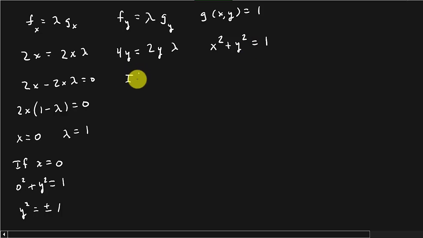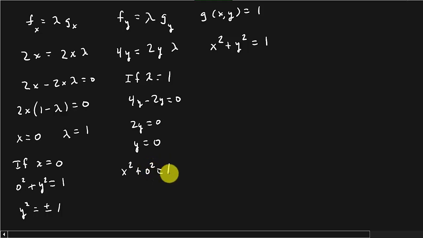And then we can see if lambda equals 1, well, you can see here that gives me 4y minus 2y equals 0, right? And so 2y equals 0, so y equals 0. So if y is 0, that's going to give me x squared plus 0 squared equals 1, so x equals plus or minus 1. All right, so I took the 0, that y equals 0, I plugged it into here and solved for x.